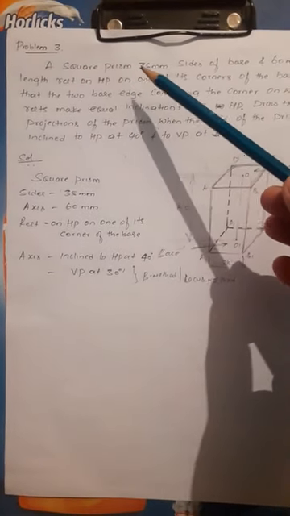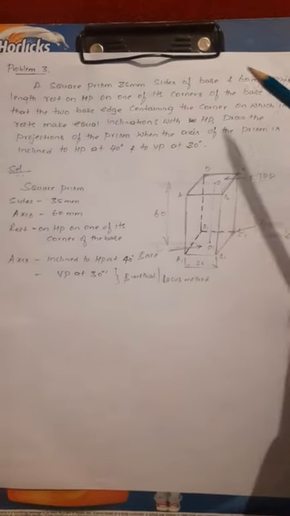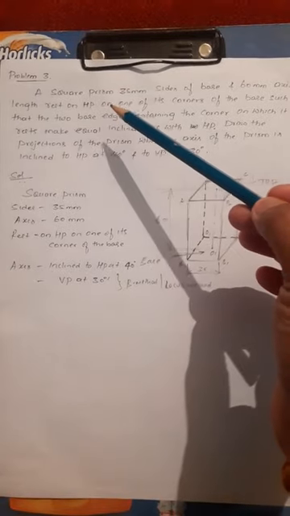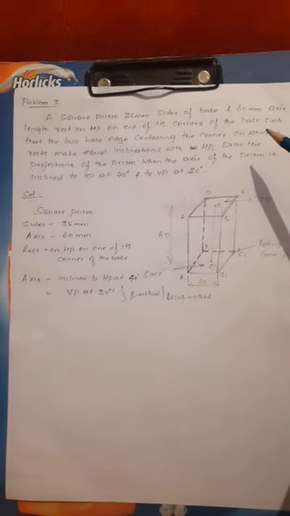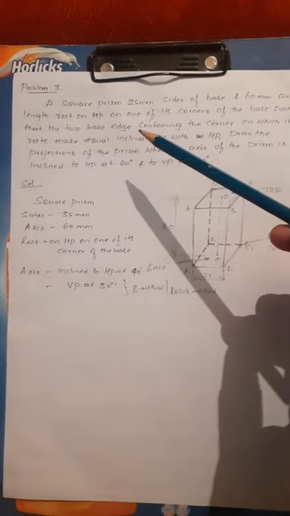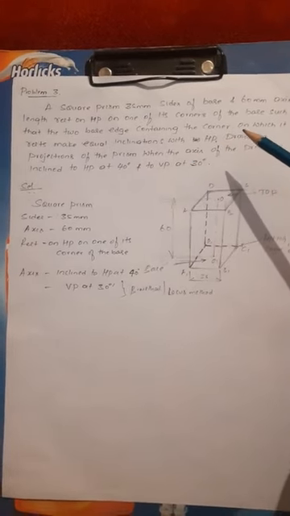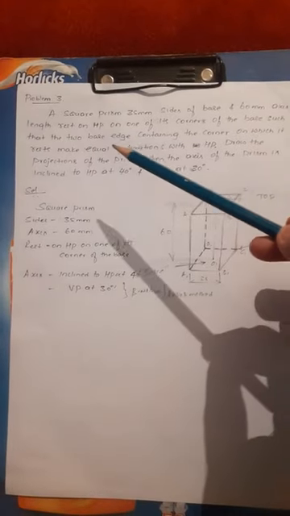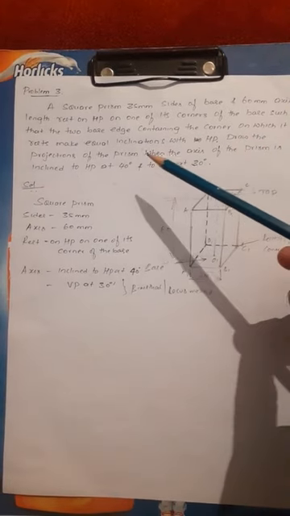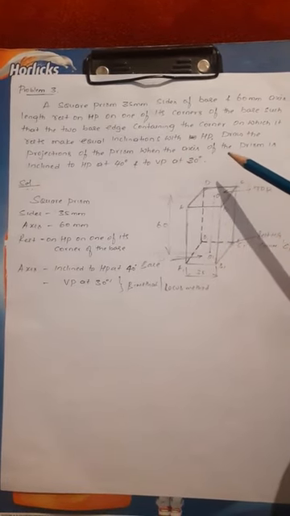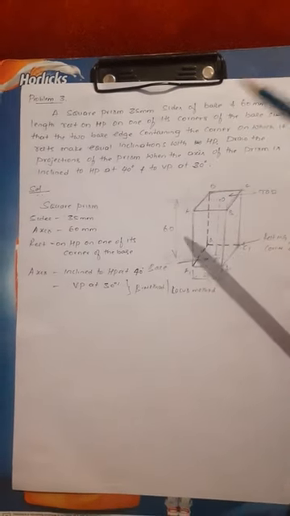A square prism of 35 side of base and 60 axis length rests on HP on one of its corners of the base, such that the two base edges containing the corner on which it rests make equal inclinations with the HP. Draw the projections of the prism when the axis of the prism is inclined to HP at 40 degrees and to VP at 30 degrees.